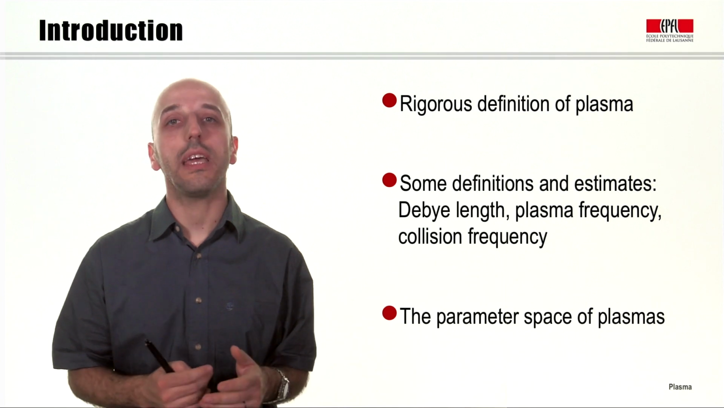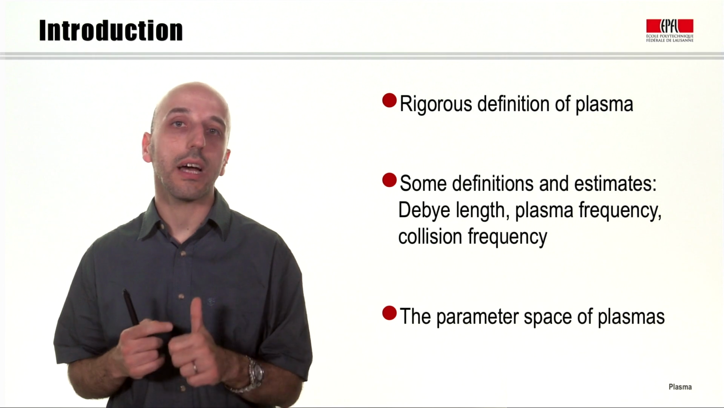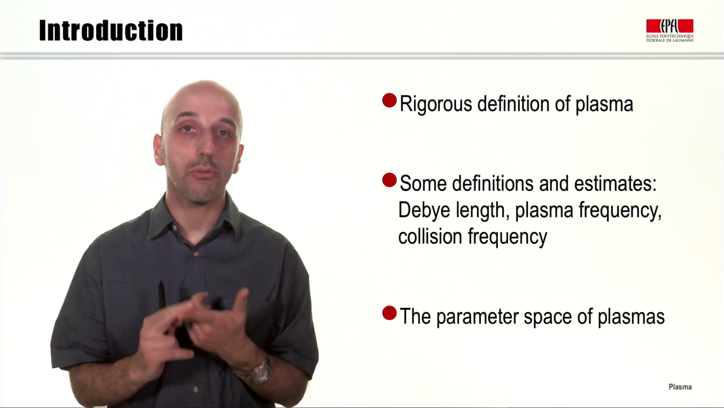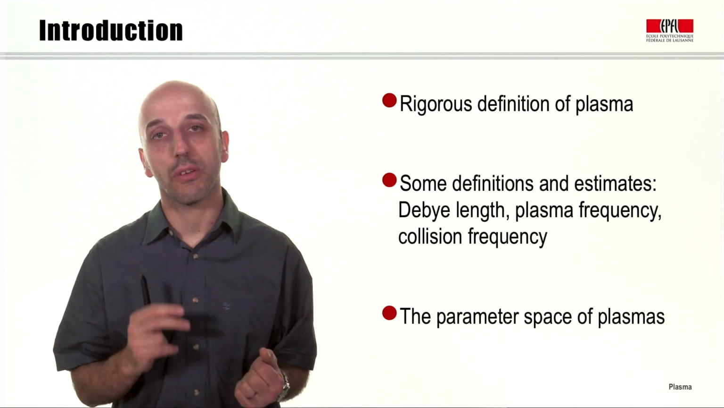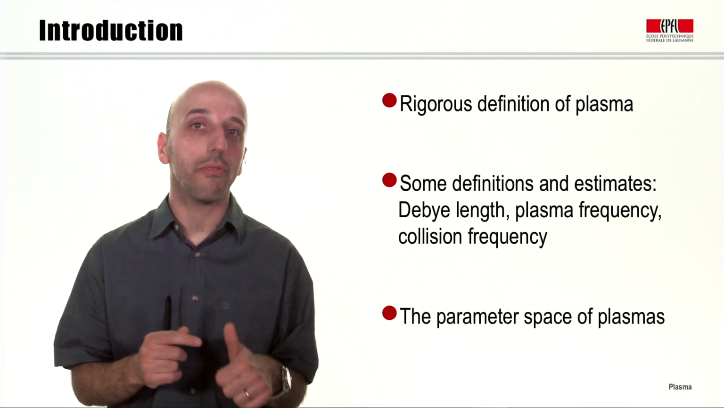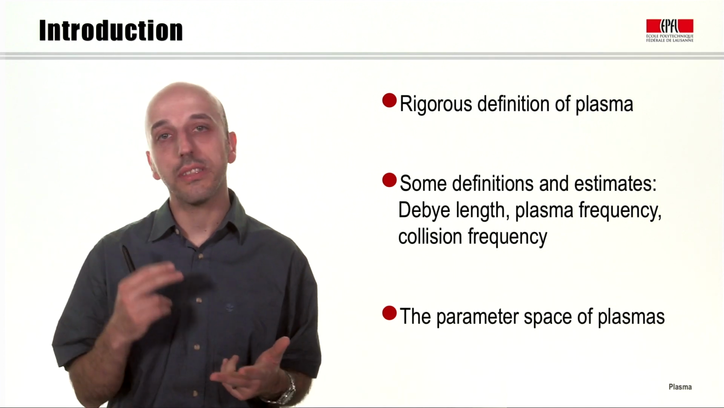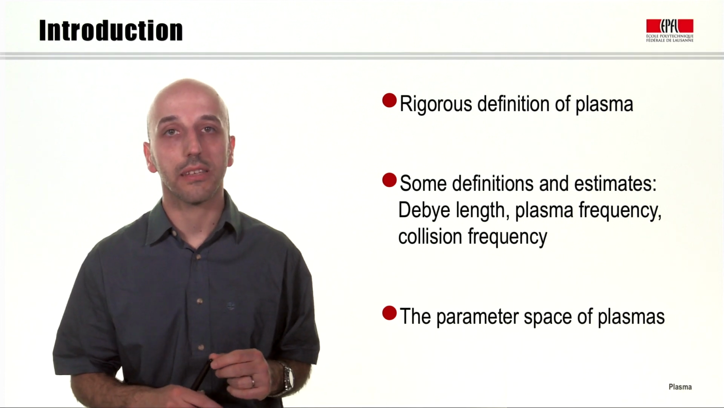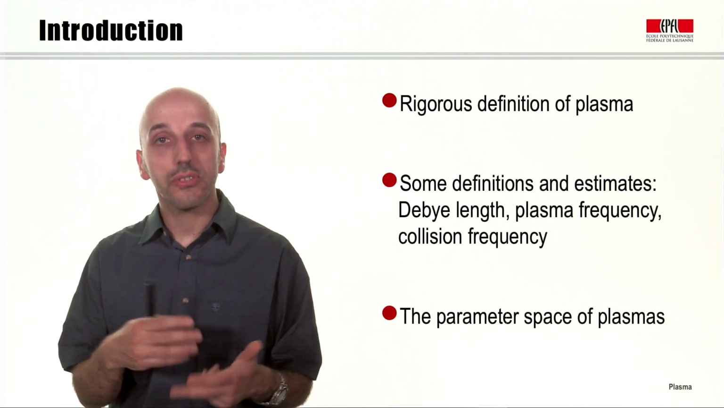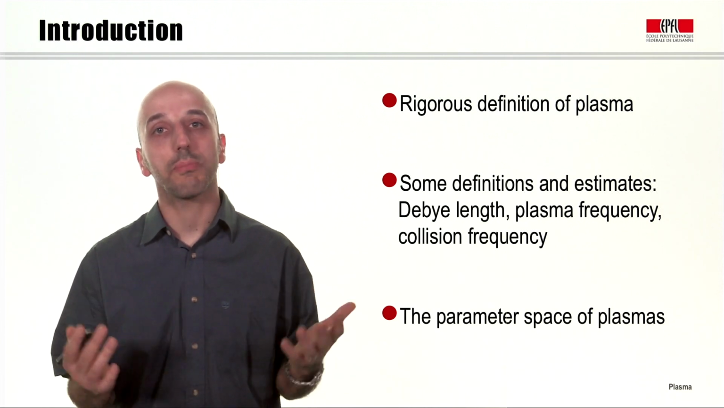In order to do that, as we will see, we need three definitions. The first one is the Debye length, the second one is plasma frequency, and the third one is collision frequency. In the present module, we will focus on the Debye length. Plasma frequency and collision frequency will be the focus of the next module. By using these three concepts, we will see what is the parameter space of plasmas.